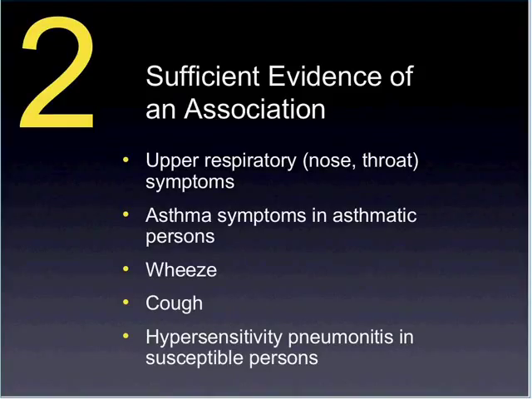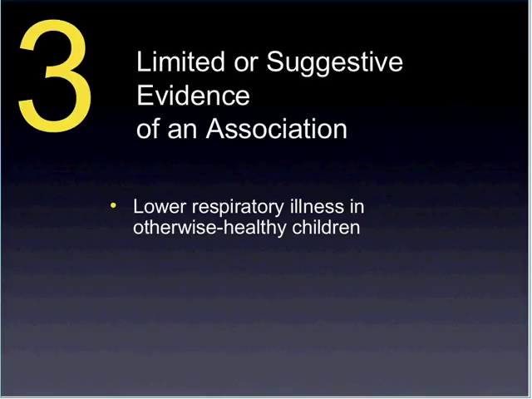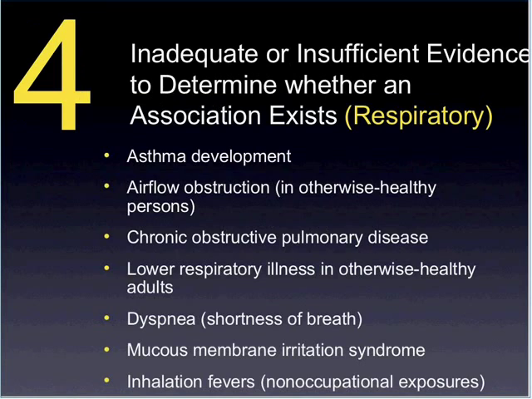With sufficient evidence of causation: upper respiratory, nose and throat symptoms, asthma symptoms in asthmatic persons, not causing asthma in non-asthmatic persons, but asthma symptoms in asthmatic persons, wheeze, cough, and hypersensitivity pneumonitis in susceptible persons. Limited or suggestive evidence of an association was found for lower respiratory illness in otherwise healthy children.